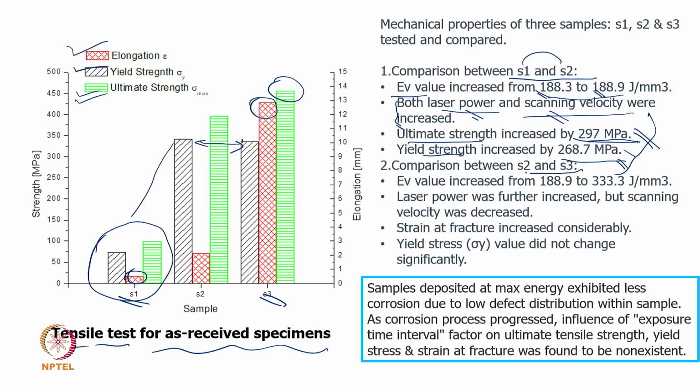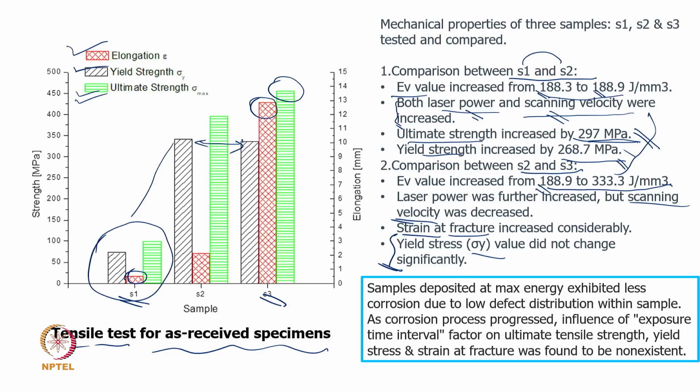Now, comparing S2 and S3, of course, there is a substantial change in the energy level utilized for S3, and in this case particularly the scanning velocity was reduced. They found a substantial increase in ultimate tensile strength and elongation, while no significant change in the yield strength. This kind of data really will provide more creativity on how to improve everything. Now, ultimate tensile strength has increased, but yield strength has not increased substantially.